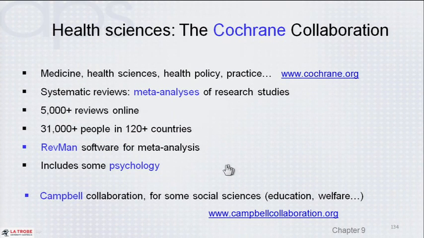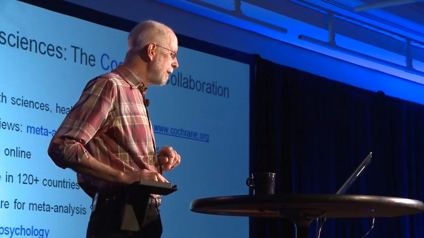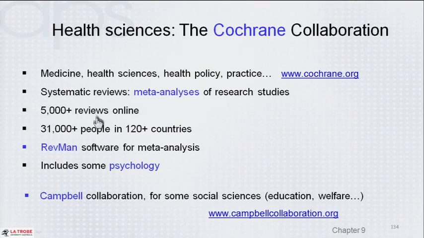The last main thing I want to mention is the Cochrane Collaboration, and I think this is one of humanity's great achievements. It's an online database of more than 5,000, probably considerably more than 5,000 systematic reviews on an enormous range of important questions in medicine, health sciences, health policy, and so on. And these are virtually all based on meta-analytic techniques. Tens of thousands of people around the world contribute to these various groups that do these, and they've got lots of online tools and software and handbooks and things.